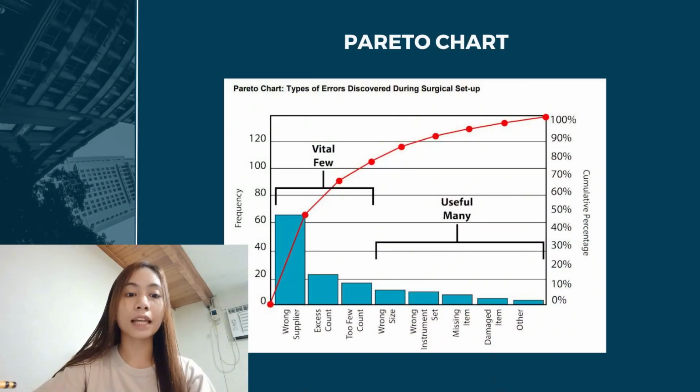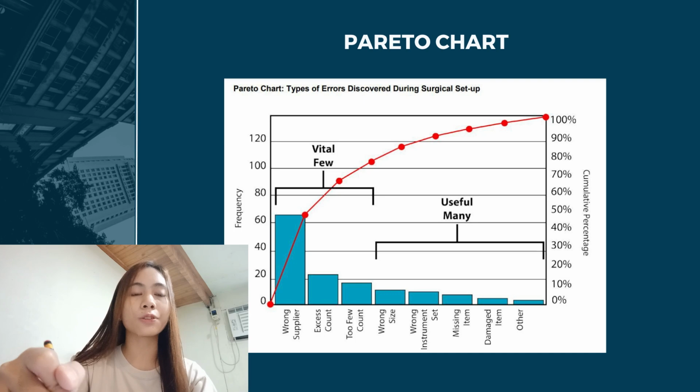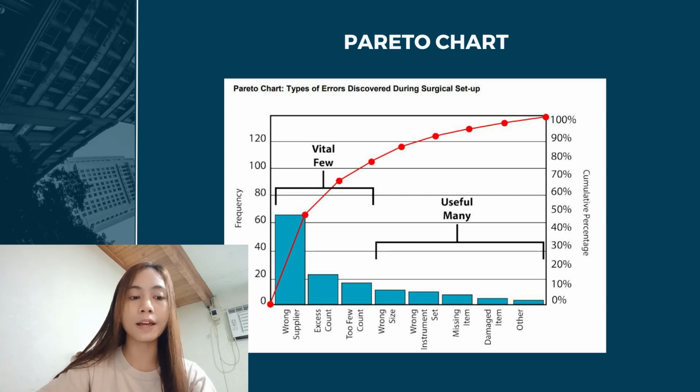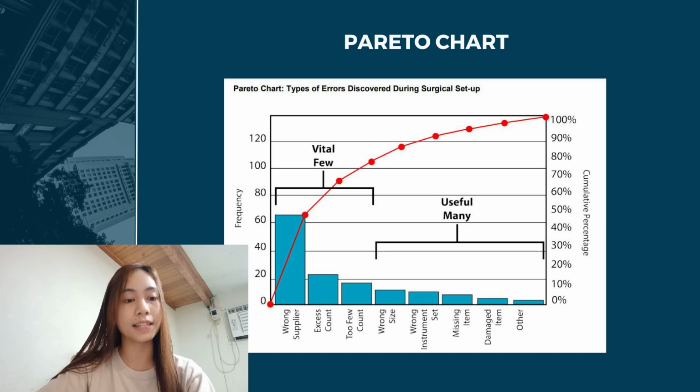The Pareto chart is a type of bar graph that displays the frequency of occurrence of different categories of events that ranks from highest to lowest. It also includes a line graph representing the cumulative frequency. So this visual representation, it shows the most significant categories and how they contribute to overall problem. So also, this Pareto chart, it helps us to identify the vital few categories that should be addressed first for the greatest impact. So nabanggit natin yung vital few nung nakaraan sa Lean Six Sigma.